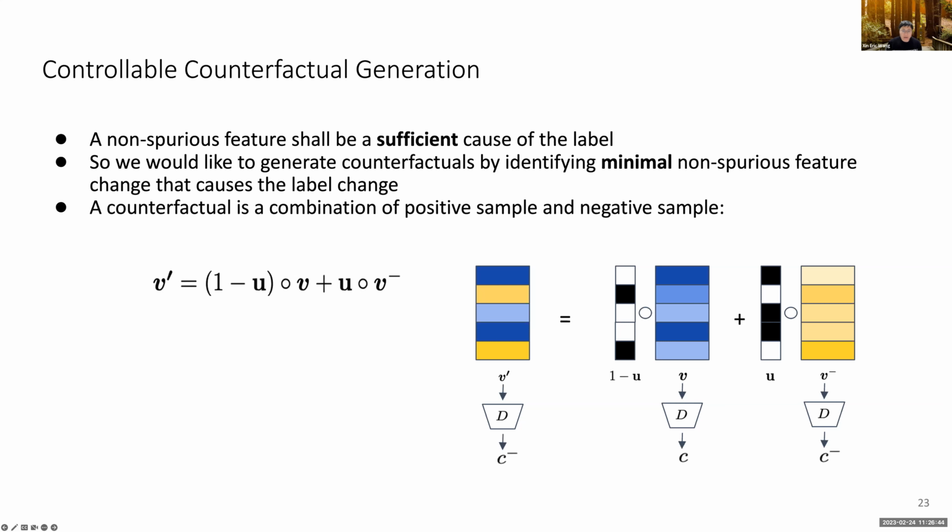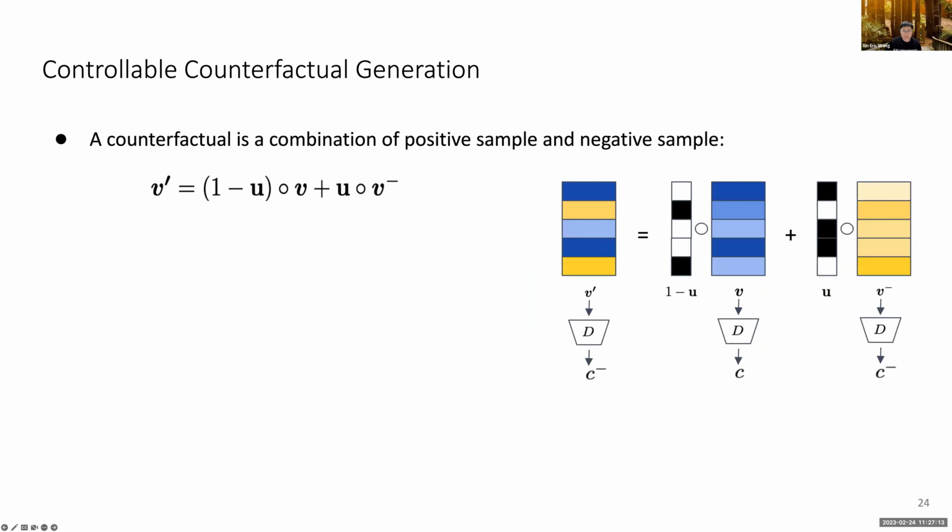Okay, so then we can construct the counterfactual example as a linear combination of a positive sample and a negative sample. Here, V represents a positive image feature, and V bar represents a negative image feature. And U is the coefficients of the feature vector, right? And basically, V prime is the constructed counterfactual.